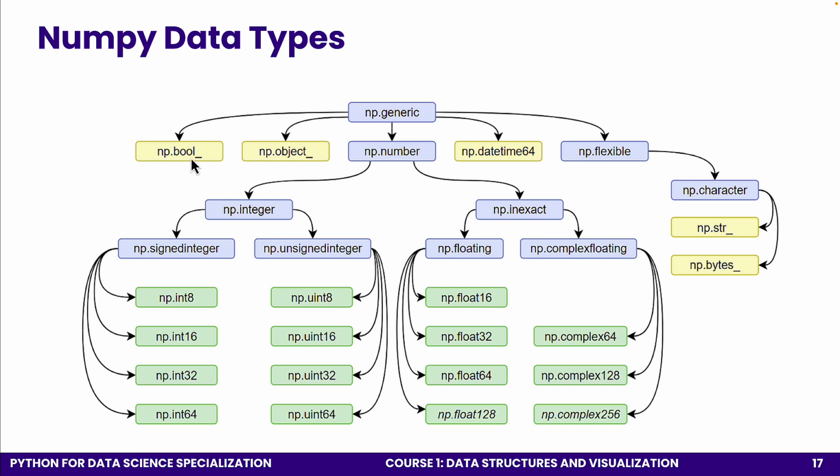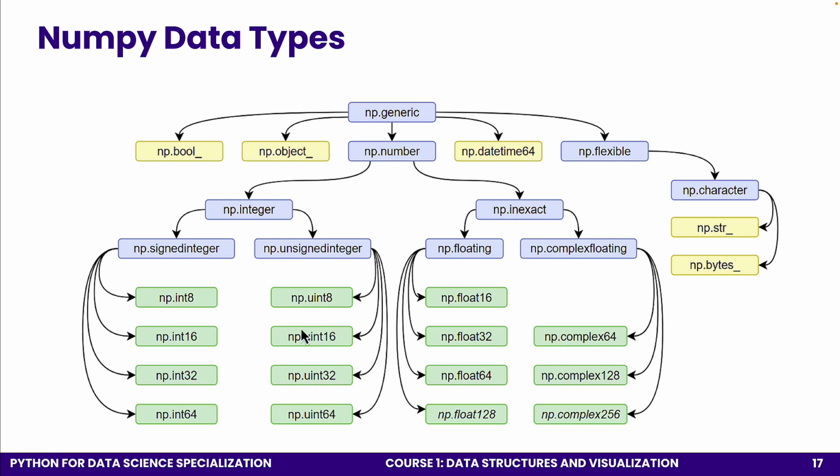You have bool for boolean, you have object for classes and objects, you have number for different types of numbers, you have datetime64, and flexible, which includes characters, strings, and bytes. Under number you have integer, and you have np.inexact. Under integer you have signed integers and unsigned integers. Then you have np.int8, int16, int32, and int64. It depends on how many bits every integer type is encoded with. The same thing applies to unsigned integers, so uint8.